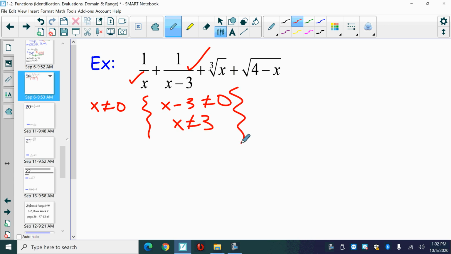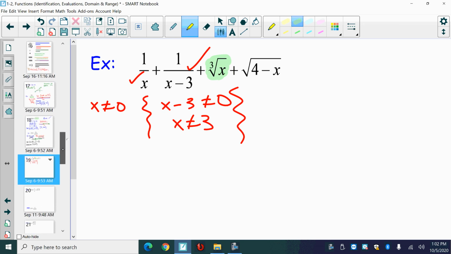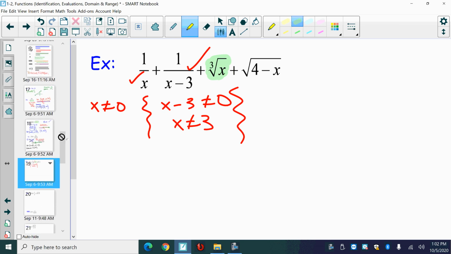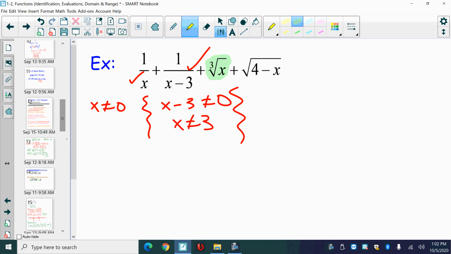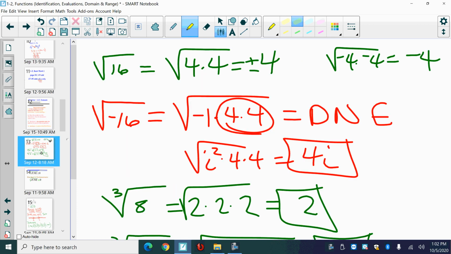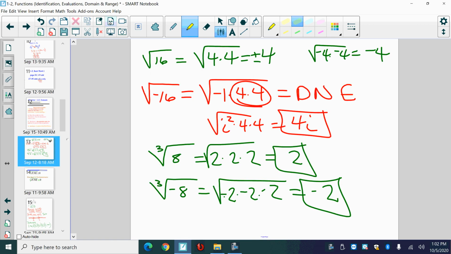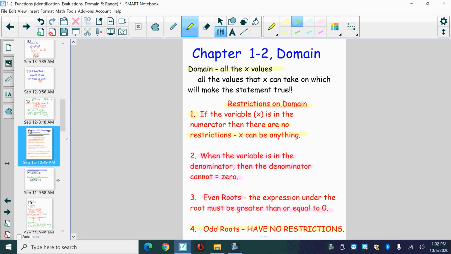Then I go to this cube root. Well, the cube root, can I take the cube root of a number? And the answer to that is yes, you can take the cube root of a number because we did that right here with our 8 and our -8, yes? So therefore, I'm able to do this.